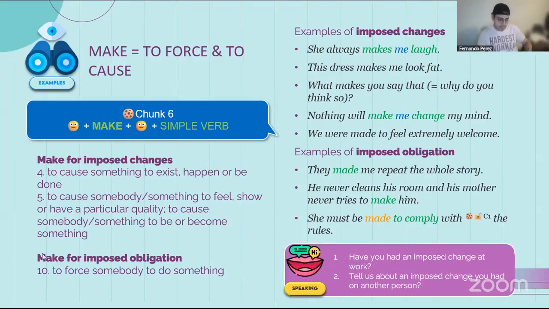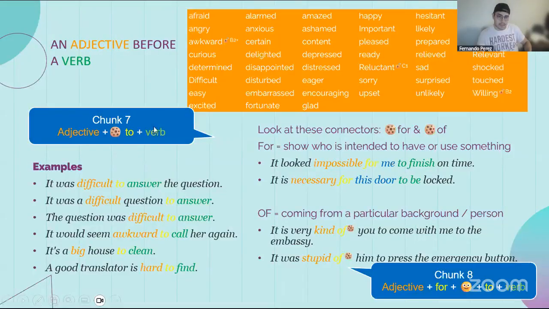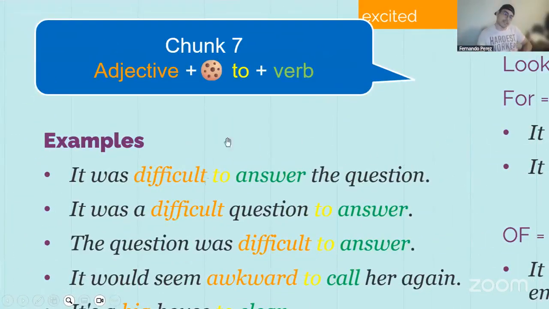Okay, that's pretty much it. The last cookie we are going to see is this type of connectors. Look at these structures. You have an adjective, such as afraid, angry, awkward, curious, determined, etc. Many students commit the mistake, for example with this one: it was difficult to answer the question. Many students omit the connector to in this case.